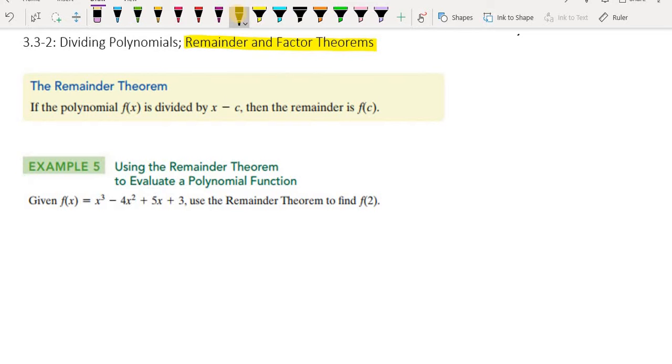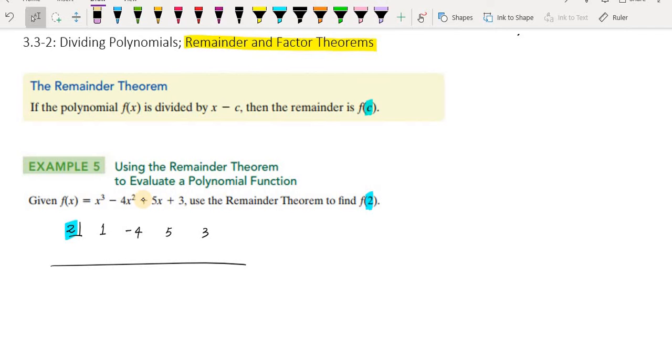Given f of x equal to x to the third power minus 4x squared plus 5x plus 3. Use the remainder theorem to find f of 2. If you look at this remainder theorem above, what is our c? It's just 2. We're going to use synthetic division to do this because it's much easier. So I'm going to put a 2 right here, and then we're going to write down the coefficient for x to the third power, which is 1, and then the coefficient for x squared, that is -4, and then we're going to write 5 and 3. Okay, we've done this in a previous lesson.